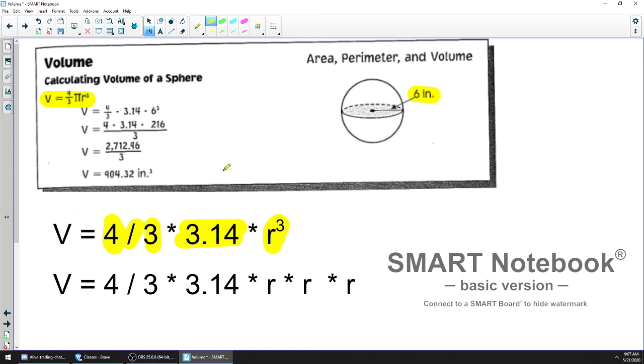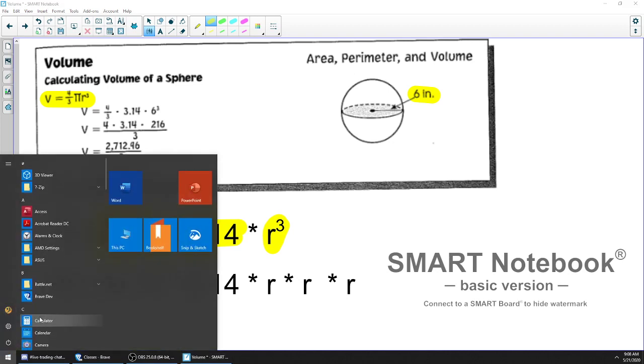And it was just like the surface areas too. As long as you know the radius, you know everything. And if we look at this problem, the radius was 6. They plug it into the equation. So they do it this way. They do 4 times 3.14 times 6 cubed, which equals 216. And then they divide by 3. They do the math, and they get 904.32 inches cubed.